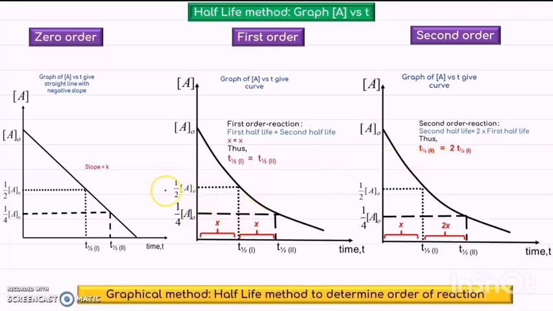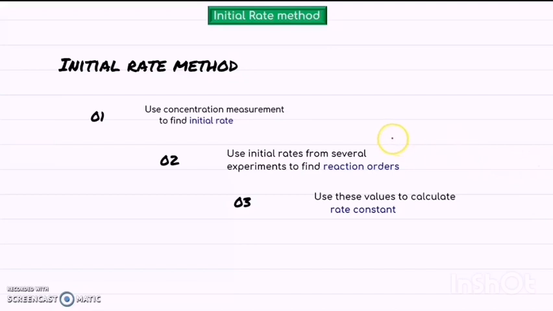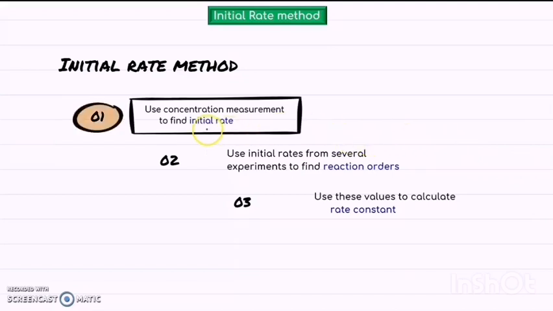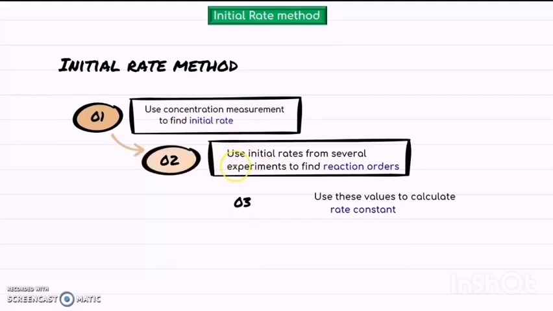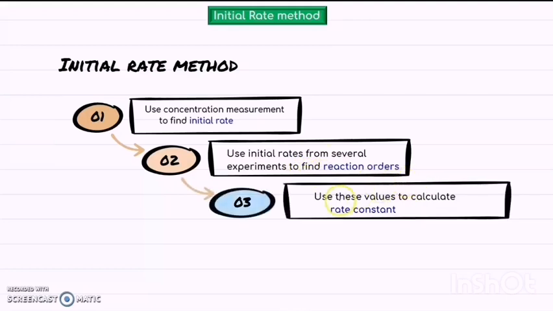So, this kind of graphical method is called the half-life method, and the differences that we get for all three orders of reaction will determine the order of reaction. The last method that we are going to discuss is the initial rate method. The first step when using the initial rate method is we use concentration measurement to find the initial rate. Second, use initial rates from several experiments to find reaction orders. And the third one, we will use these values to calculate the rate constant.